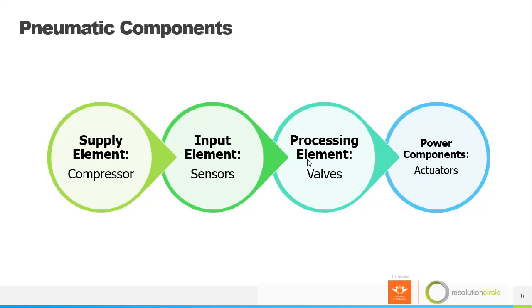We have processing elements, valves. The valves receive signals from input elements to execute decisions on what your power component should do. Your control elements, your processing elements, are connected to your power component. They're the ones that make the decision whether your cylinder will advance or your cylinder will retract.